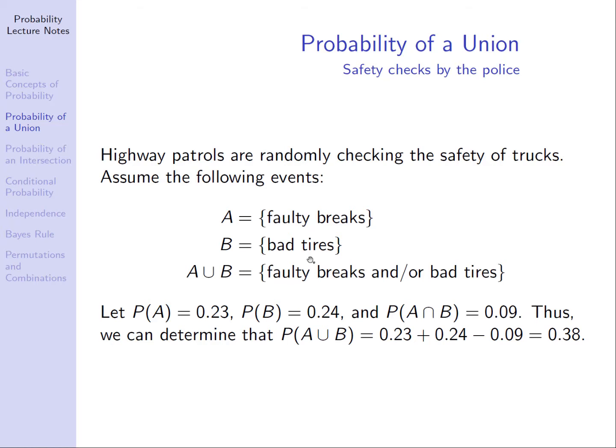Then if the probability of having faulty brakes is 23%, the probability of bad tires is 24%, and we know that some trucks have both problems. If that is 29%, we can actually calculate the probability that if we are pulling over a random truck, this truck has faulty brakes, bad tires, or both problems.